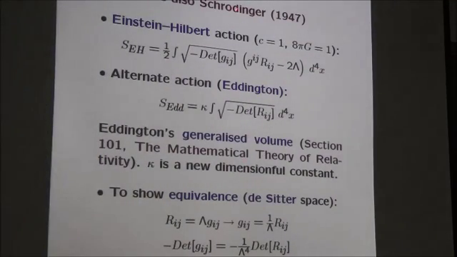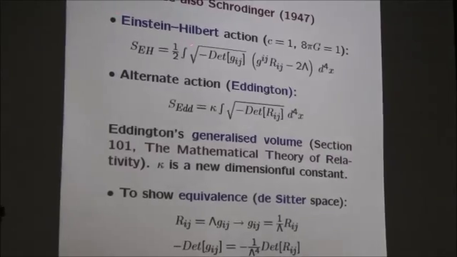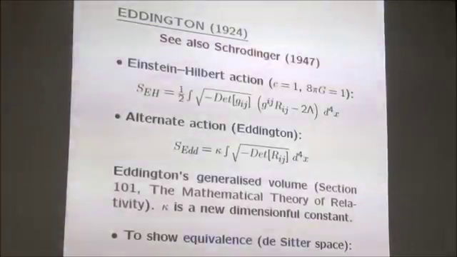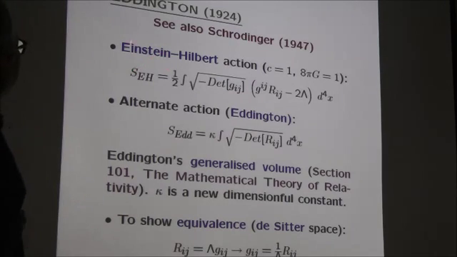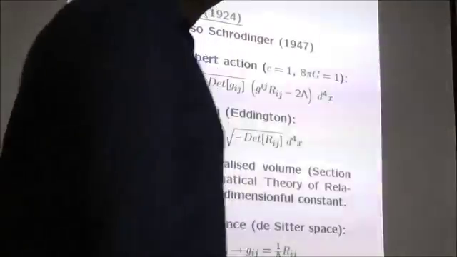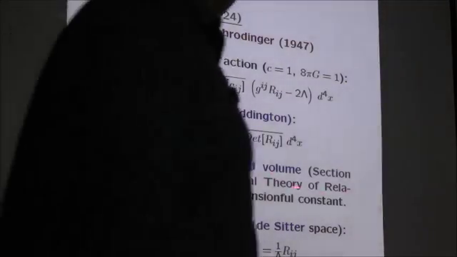Okay, so that's the starting point, and this is something which Eddington wrote about in his book on relativity in 1924. And as you know, Eddington was the person who knew relativity at that time. And Schrödinger also mentions it in 1947. So this is the standard Einstein-Hilbert action with c equal to 1 and 8 pi g equal to 1. And Eddington wrote down this over here, and he called this a generalized volume, which is in section 101 of his mathematical theory of relativity.